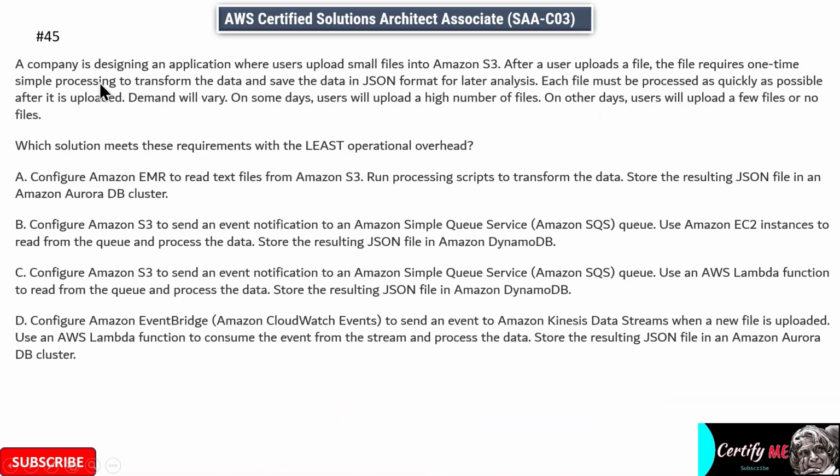Next question. A company is designing an application where users upload small files into Amazon S3. After a user uploads a file, the file requires one-time simple processing to transform the data and save the data in JSON format for later analysis. Each file must be processed as quickly as possible after it is uploaded. Demand will vary. On some days, users will upload a high number of files. On other days, users will upload a few files or no files. Which solution meets these requirements with the least operational overhead?